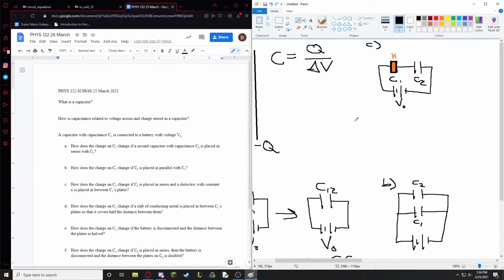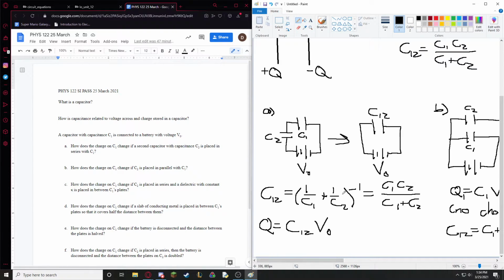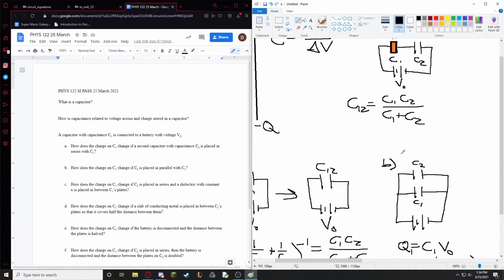So how do we get the total net capacitance? Well, Harsha said something about C12: we add the reciprocals. This whole 1 over C1 plus 1 over C2, to the negative 1. It's mathematically equivalent to multiplying them all together and dividing by the sum. So is that all we need to do here? Or do we also need to take into account anything else?